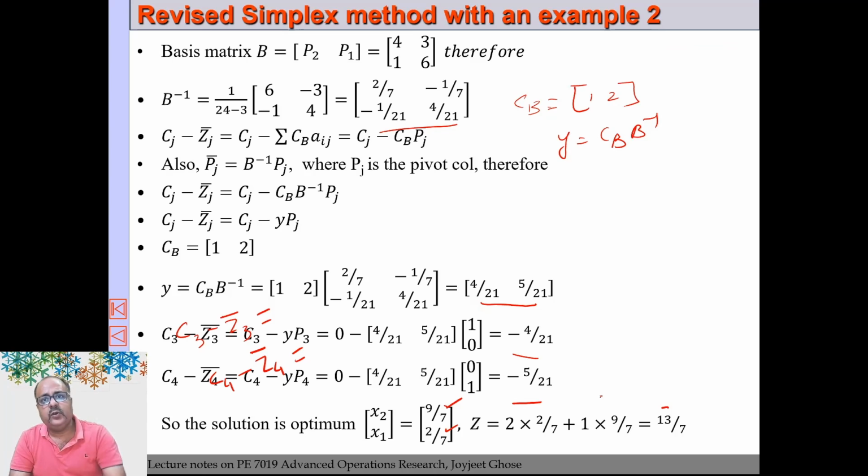So this is how you solve the linear programming problem using the revised simplex method. So I hope watching these two lectures on the revised simplex method, this particular method is clear to you.